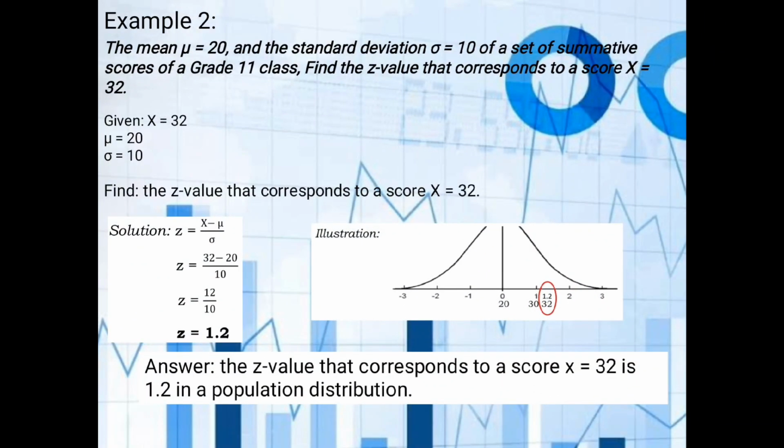Example number 2. The mean is equal to 20 and the standard deviation is equal to 10 of a set of summative scores of a grade 11 class. Find the z-value that corresponds to a score x is equal to 32. First, we illustrate the bell curve and we write the mean in the middle of the bell curve. Since the deviation is 10, we simply add 10 to 20. So the first is 30, the second is 40, the third is 50. As we can see, the 32 is located at 1.2. Therefore, the z-value that corresponds to a score x equal to 32 is 1.2 in a population distribution.